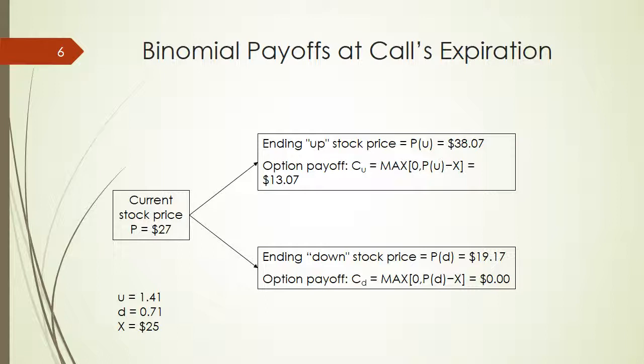So if the current price goes up, the price in the next 6 months is going to be $38.07, which is the current price times the factor 1.41.